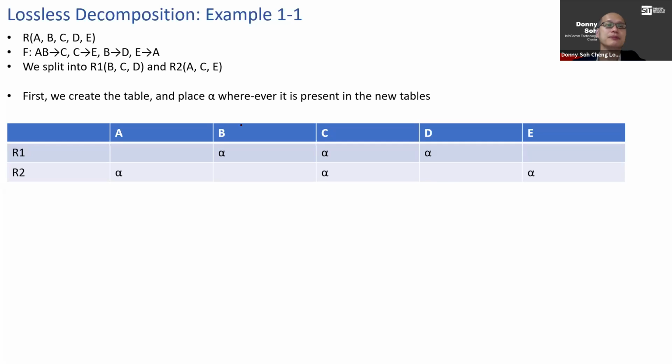We have this alpha over here. This alpha is called a distinguished variable. It's a very strange term. I also don't know why, but they call this a distinguished variable. It's just a very funny term. So R1 has B, C, and D, and so I put a distinguished variable on B, C, and D, and R2 has A, C, E, and so I put it at A, C, and E. Okay. So we put these as the distinguished variables, and let's go to the next slide.